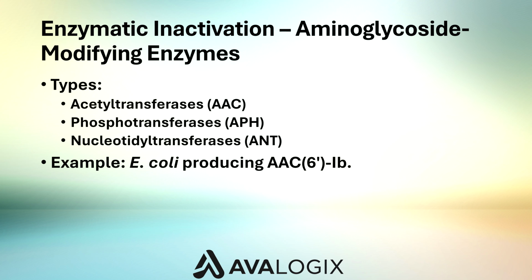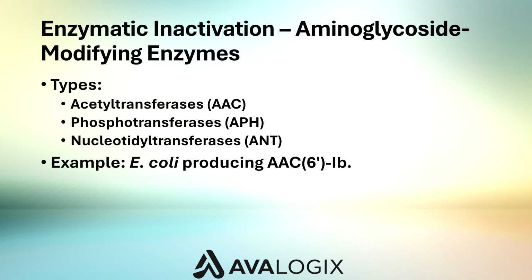There are three major types of AMEs. Acetyltransferases, AACs, add acetyl groups. Phosphotransferases, APHs, add phosphate groups. Nucleotidyltransferases, ANTs, add nucleotidyl groups. Each of these chemical modifications alters the aminoglycoside molecule so it can no longer bind effectively to the ribosome.